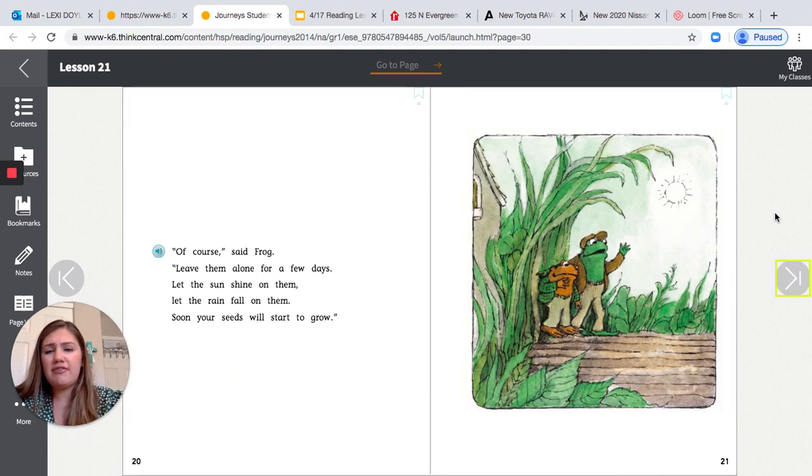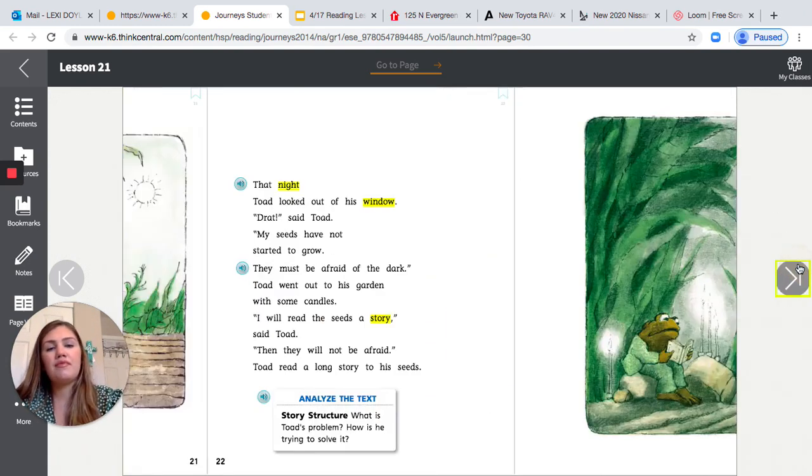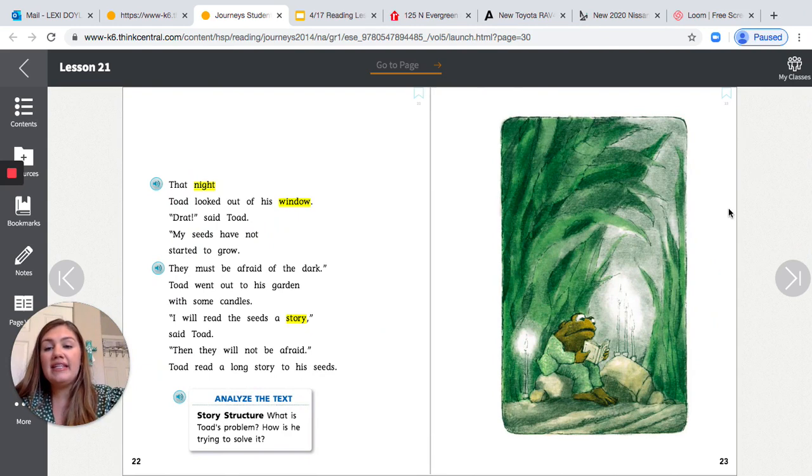"Of course," said Frog. "Leave them alone for a few days. Let the sun shine on them. Let the rain fall on them. Soon your seeds will start to grow." That night, Toad looked out of his window. "Drat," said Toad. "My seeds have not started to grow. They must be afraid of the dark."